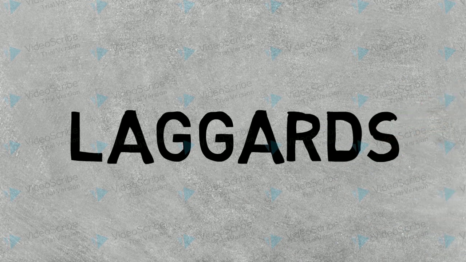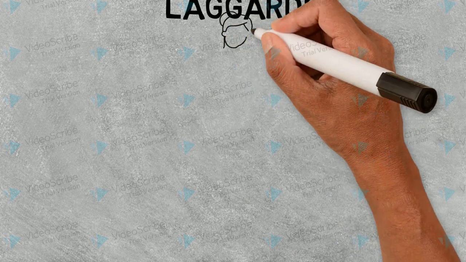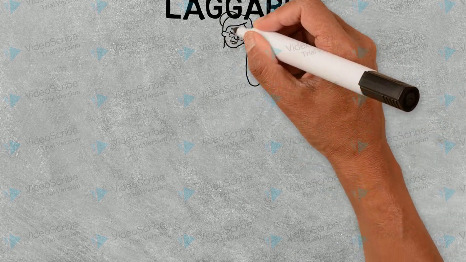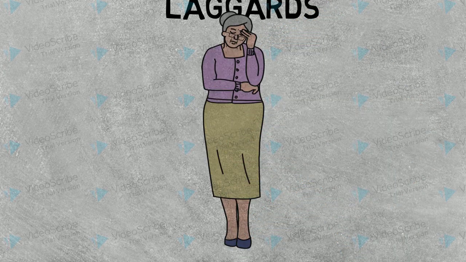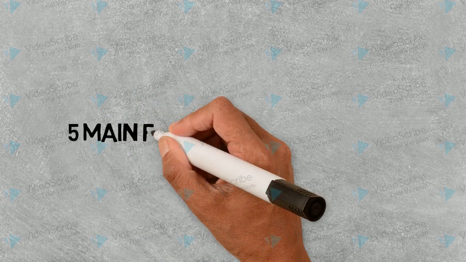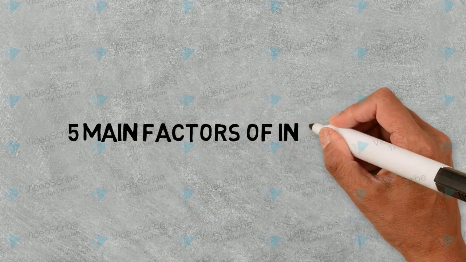Fifth is laggards. Laggards are very traditional and conservative. They are very skeptical of change and are very hard to convince otherwise. There are also 5 main factors that influence innovations.